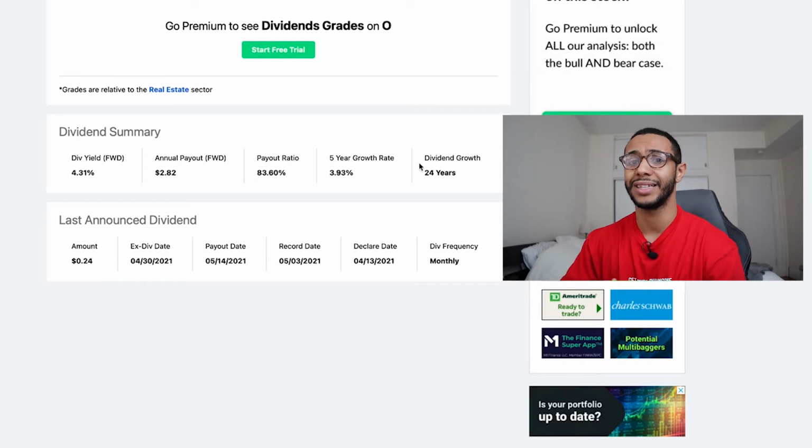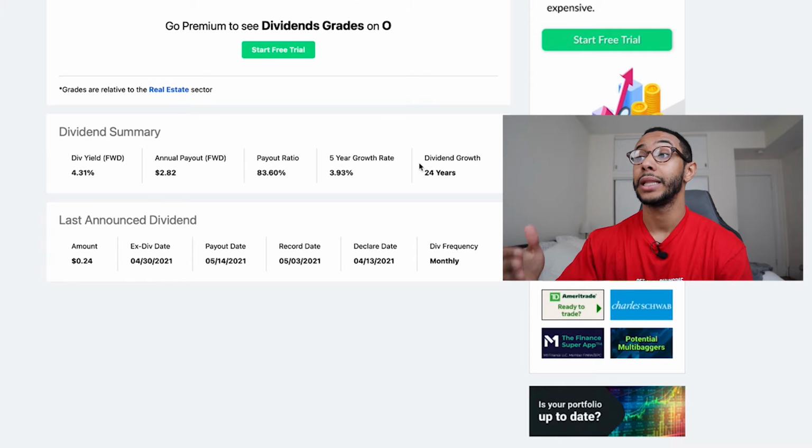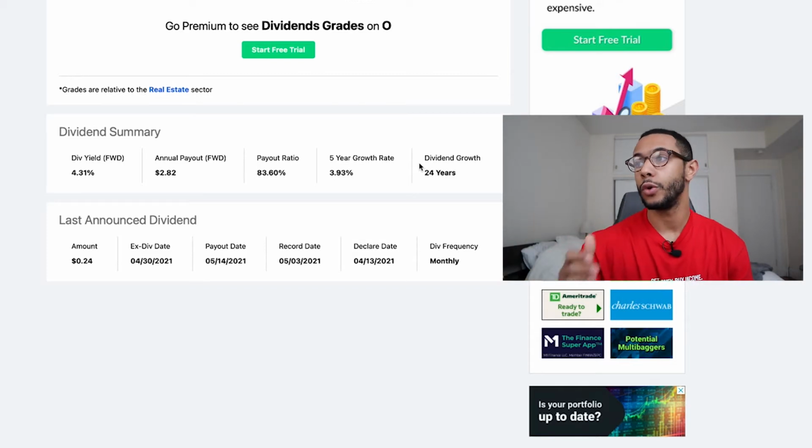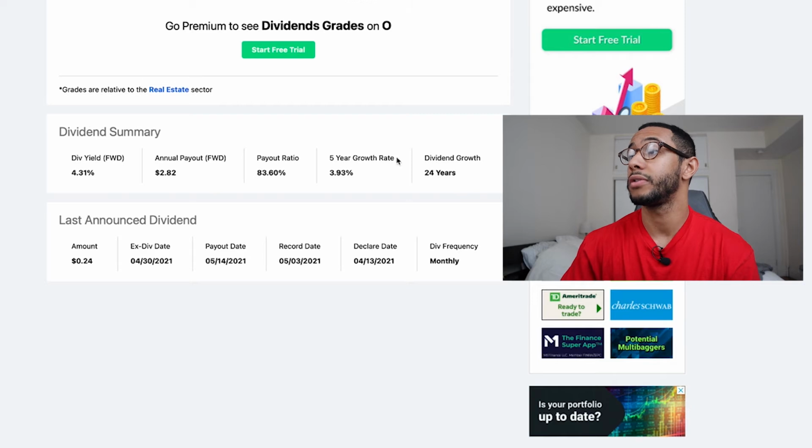There are some companies that don't pay a dividend every single year, but there are companies like this one that have been paying a dividend and increasing their dividend every single year for the last 24 years. So you want to see dividend growth be a lot of years, because obviously they've been consistently making money and consistently paying their investors, rewarding them for owning the stock. The last announced dividend amount is 24 cents.